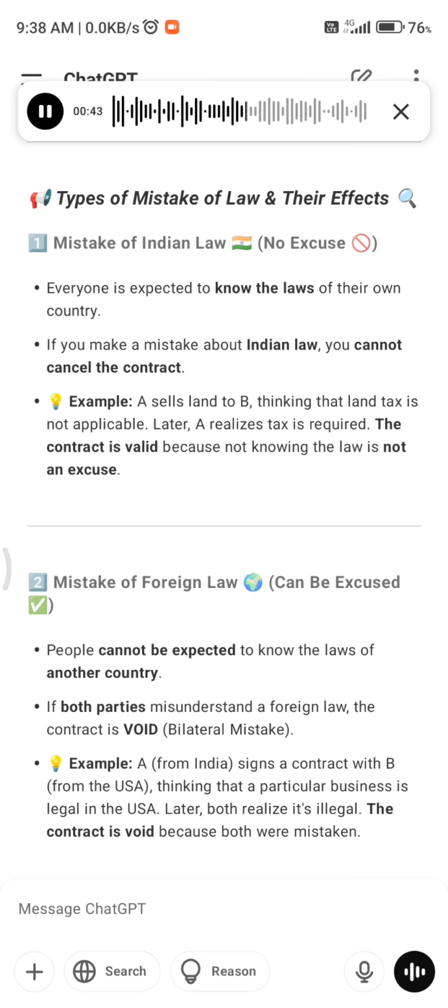2. Mistake of foreign law. Can be excused. People cannot be expected to know the laws of another country. If both parties misunderstand a foreign law, the contract is void. Bilateral mistake. Example: A, from India, signs a contract with B, from the USA, thinking that a particular business is legal in the USA. Later, both realize it's illegal. The contract is void because both were mistaken.